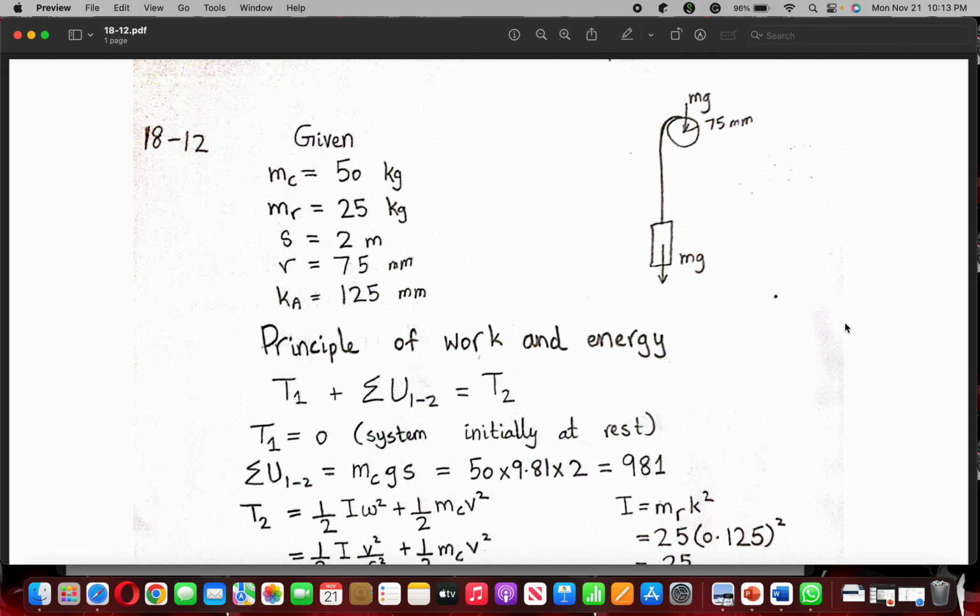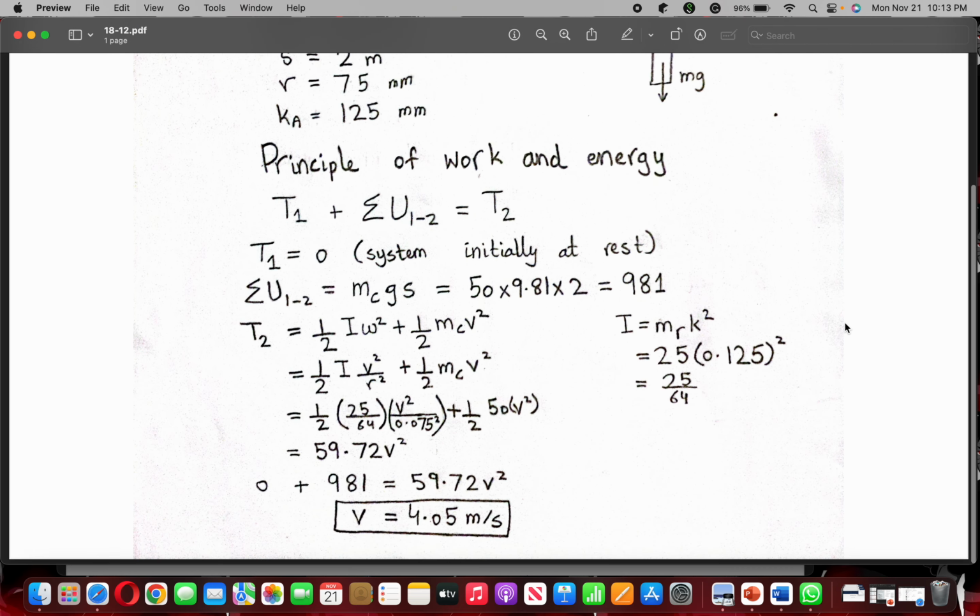And for T2, as it is a general plane motion, we use the equation 1/2 multiplied by I, which is inertia, multiplied by omega, which is the angular velocity, squared, plus 1/2 mass of the cylinder multiplied by its velocity squared. We know the mass of the cylinder, but we don't know the velocity, so we keep the second part of the equation as 1/2 multiplied by 50 multiplied by v squared.